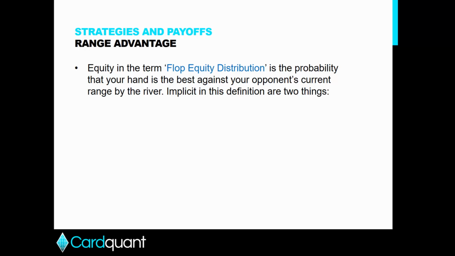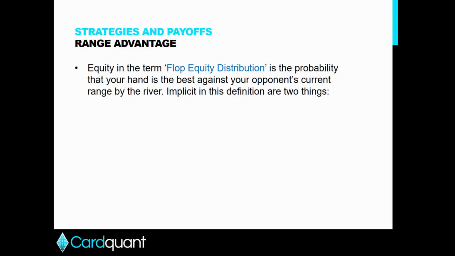Equity in the term flop equity distribution, and this is where it gets a bit confusing, because you've got the colloquial term of equity, which, as I said, is usually labeling average equity, and then here we've got flop equity distribution where we're looking, in a way, at an average equity, but it's not the average equity that people are talking about when they're talking about the pre-flop calls. So it's the probability that your hand is the best against your opponent's current range by the river.